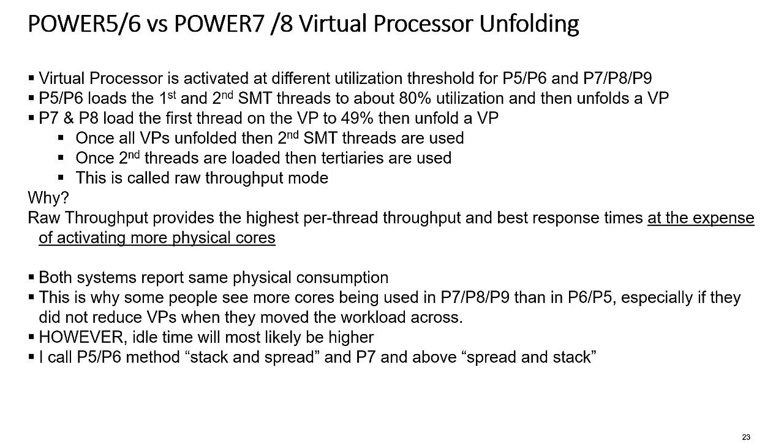What this provides you with is the highest per thread throughput and the best response times, but it activates more physical cores. Both systems are going to report the same physical consumption, but what you'll see is that if you don't adjust your VPs when you upgrade, you'll probably see higher idle time, and it will look like more virtual processors are being activated, but they're just not being used.